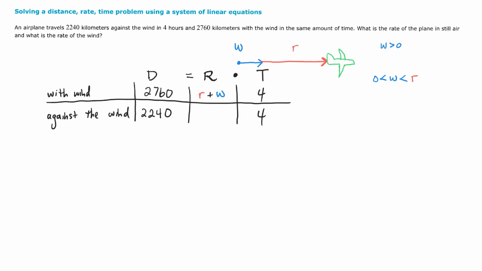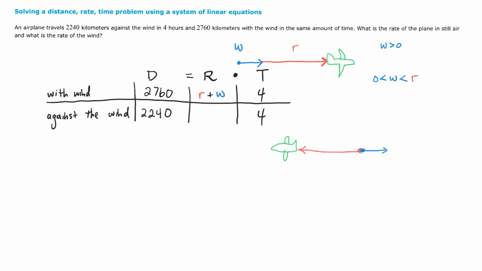Now against the wind, it's got to be slower. And how much slower? So against the wind, in some ways, it looks like you're doing something like this. The plane is going this way, and the wind is actually pulling the plane back. This time the plane is flying the other way. Once again, pardon my bad picture of a plane. Something like that.